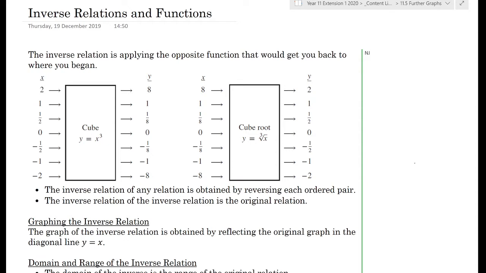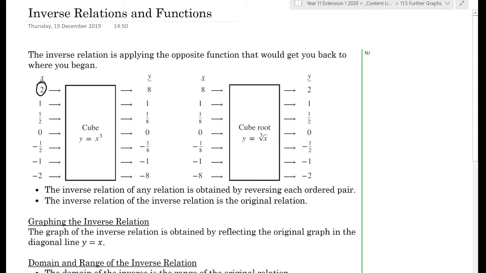So we're going to be talking a lot more about what the inverse actually means. The inverse relation is applying the opposite function that would get you back to where you began. Have a look at these here. We've got a cube and we've got a cube root. The cube and the cube root are inverses of each other.